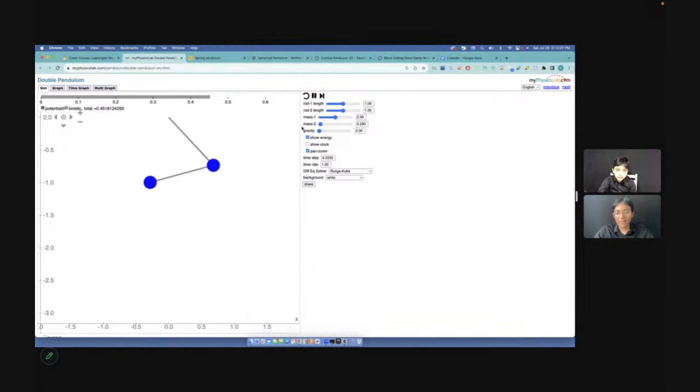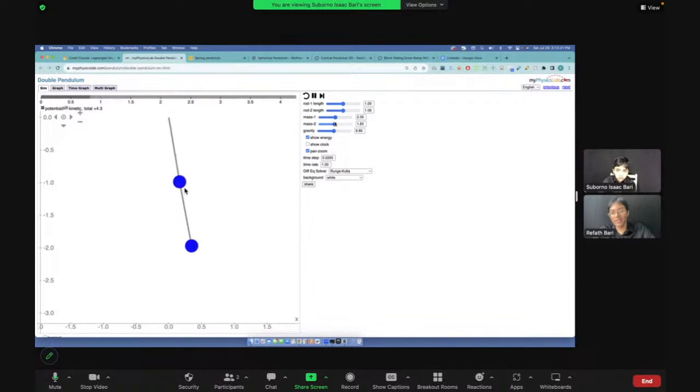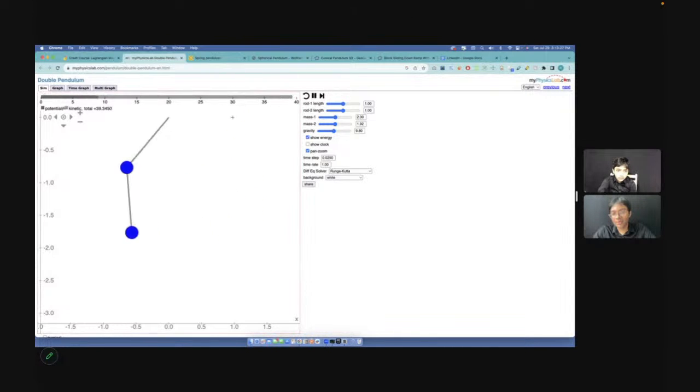Can you show what happens when you actually move the first pivot? Bring gravity back to normal and just move around the first pivot a little bit. Oh, this one? No, take your mouse and move the blue pivot. Oh, you can do that? Yeah. Oh, okay. Wow, that's cool.